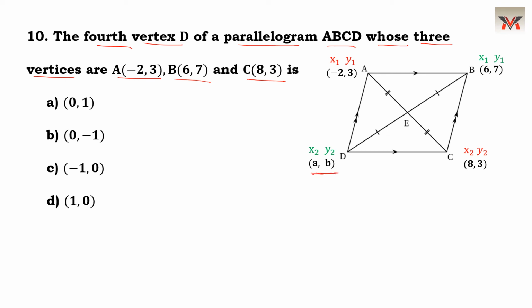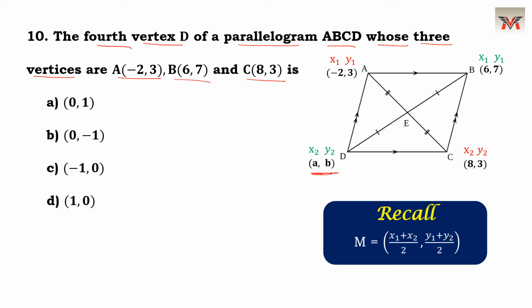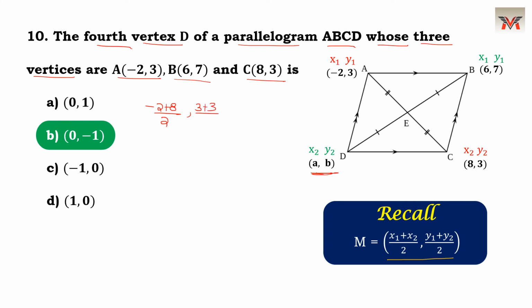Here I am considering it as A, B, similar to the last problem. Okay. So here, how can we continue? We already know the midpoint formula, that is (x1 plus x2) by 2 and (y1 plus y2) by 2. Let us substitute the values and get the answer. Okay. So here we'll get the answer as 0, minus 1. Let us just check it. Observe here that I have x1, y1. So I'll go with (minus 2 plus 8) divided by 2, comma (3 plus 3) divided by 2.